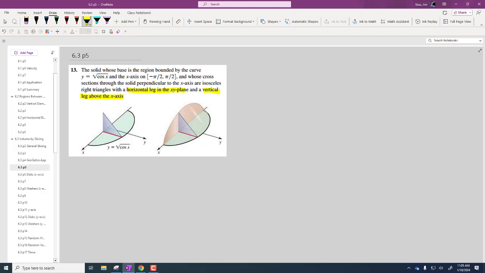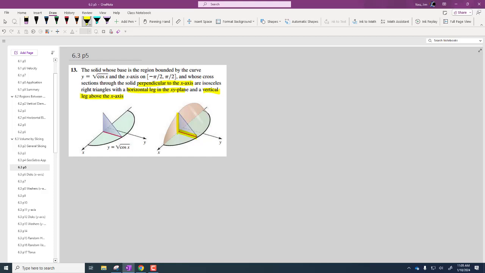Yeah? It also says the cross sections through the solid are perpendicular to the x-axis. Oh yeah, alright, thank you. Does that mean like z? That's the part I wanted to highlight first. When you're saying that, does that mean the length that goes in the y direction like this is the same as this? Yeah, that'll make it isosceles. So the distance in the y direction has to match the distance in the z direction, yes. Those two have to match for it to be an isosceles triangle.